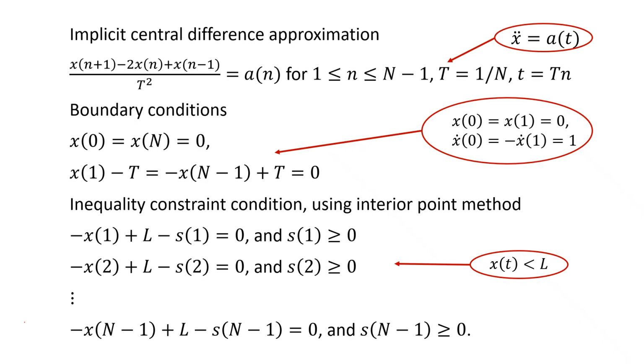We now return to the original problem statement. In the original problem statement, we had dynamics. The dynamics were x double dot is equal to a of t. Using transcription, we can approximate the x double dot by a central difference approximation. This gives us a set of equations, a total set of n minus 1 equations that represent the dynamics of the system.